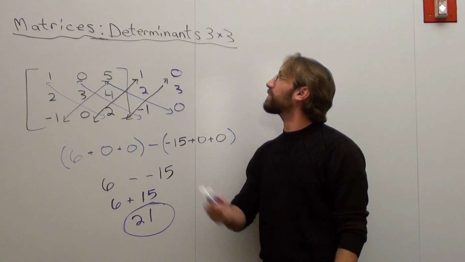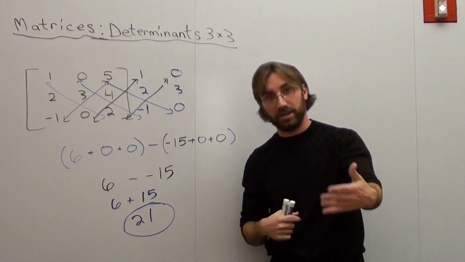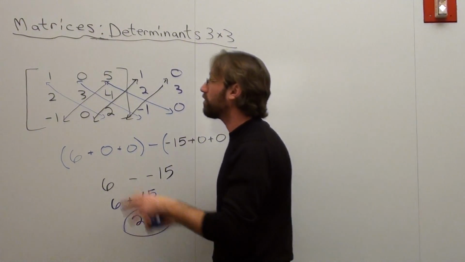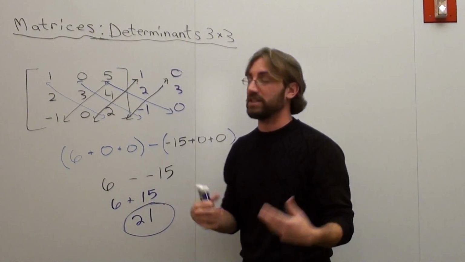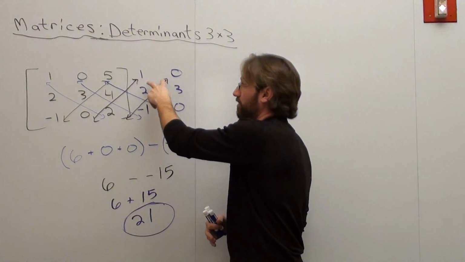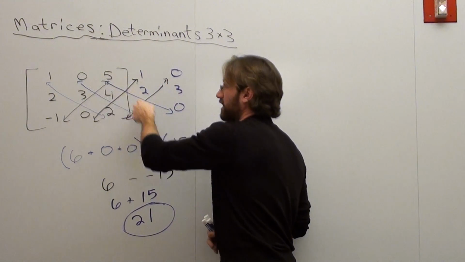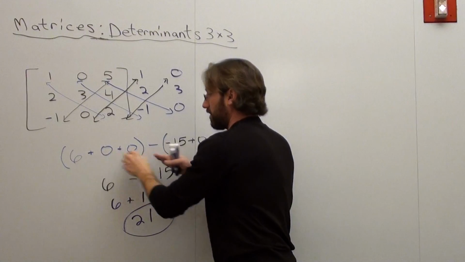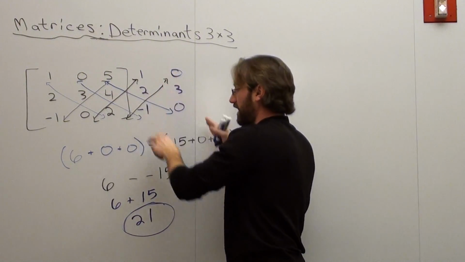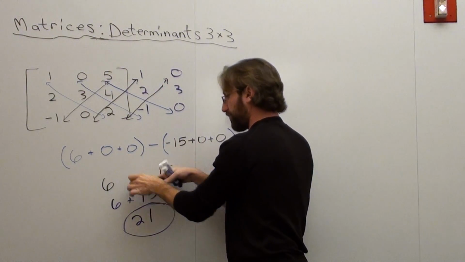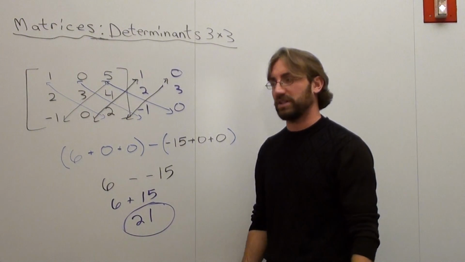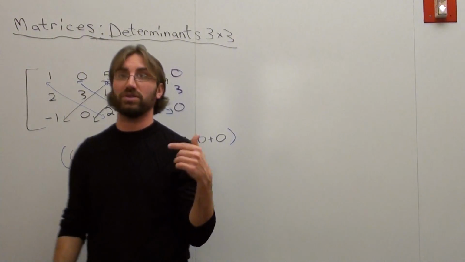But that's the answer. So that's matrices, determinants, 3 by 3. Hopefully that was helpful. Do it by diagonals, in my opinion. It's the easiest way. Write out the first 2 columns. Diagonal, diagonal, diagonal. Add them all together. Subtract by diagonal, diagonal, diagonal. Figure it out. Put it together. You got your determinant. You can have an inverse if you have a determinant.